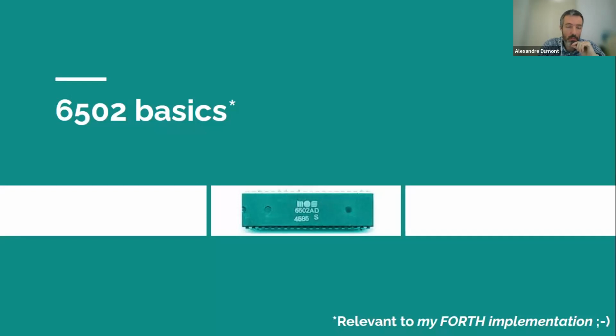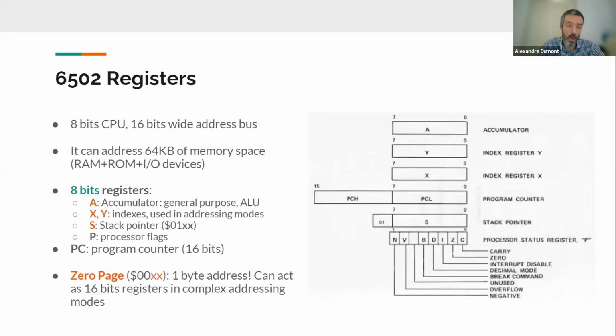So yeah, I will give you some 6502 basics for those of you who don't know the 6502. The 6502 processor is an 8-bit CPU, so it has nothing to do with a 64-bit CPU like the RISC-V. It's much more limited. And there's a 16-bit wide address bus, so it can address 64K of memory space, which will include the ROM, RAM, and I/O devices if we have any. Except the program counter, which is not really a general purpose register, this one is 16-bit, all the other registers are 8-bit.